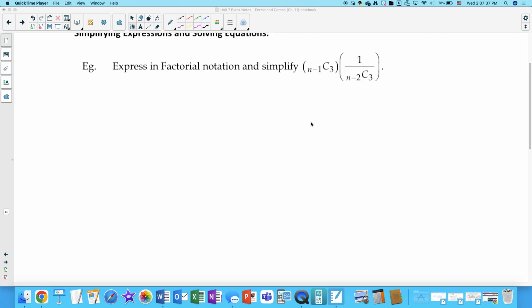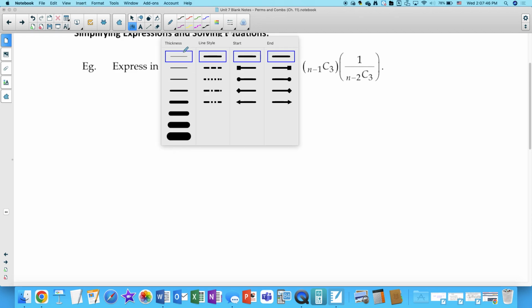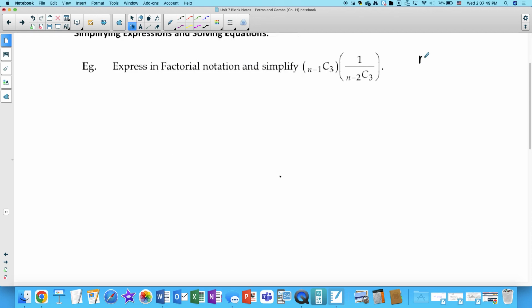Okay, so the first thing that you might want to do is just write down or look at your formula sheet where you have the nCr formula. Right, so we know, okay, nCr is n factorial over r factorial times n minus r factorial. Okay, and then what we're going to start to do next is take both of these, n minus 1 choose 3 and n minus 2 choose 3, and put them into this notation instead.